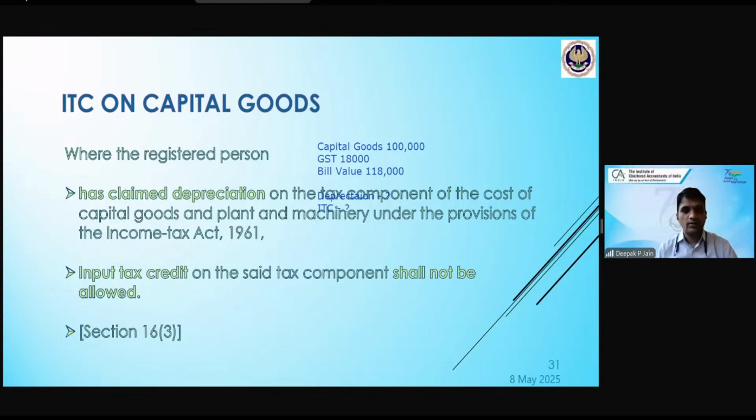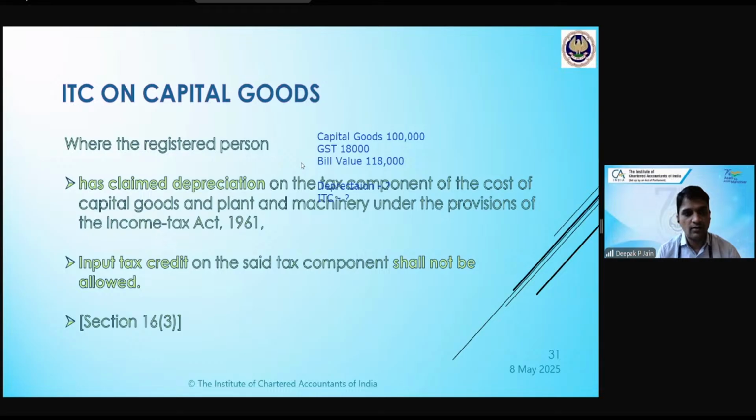So that is what this provision is saying, that if you have claimed depreciation on the tax component, then input tax credit on the said component shall not be allowed. So if you're claiming depreciation on 1,18,000, you don't claim ITC on that 18,000 rupees. But if you have claimed depreciation on only 1 lakh, then 18,000 is the GST credit which is available to you. Clear?